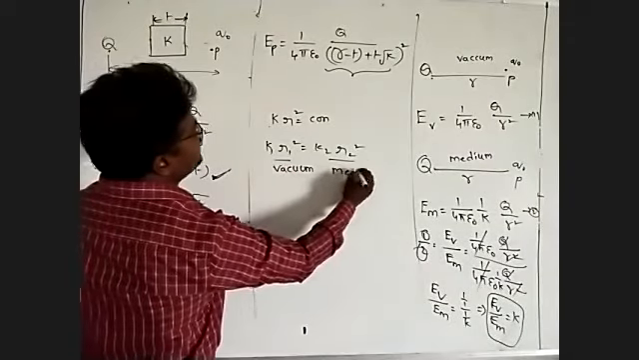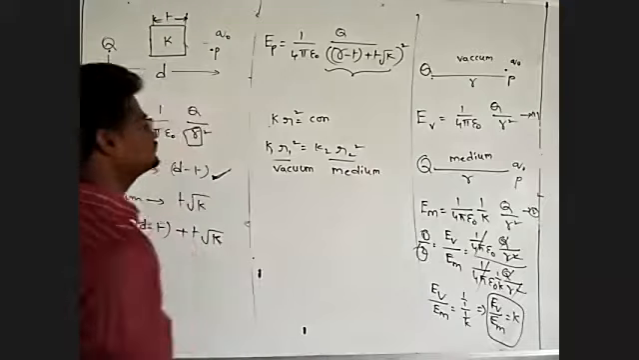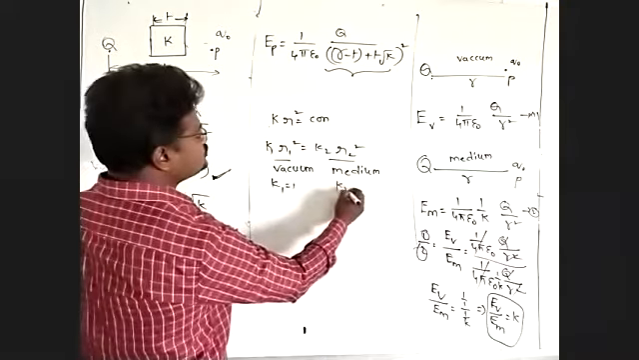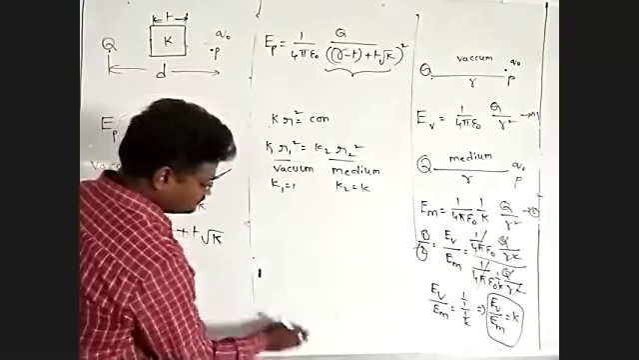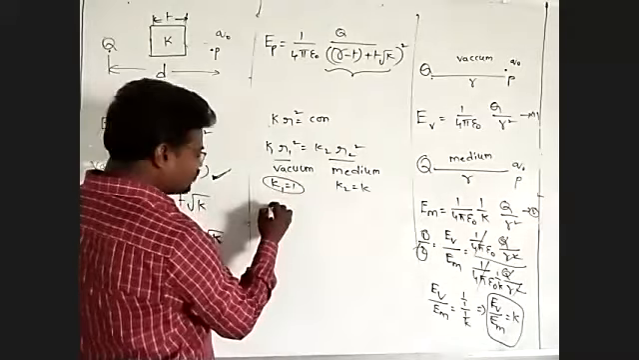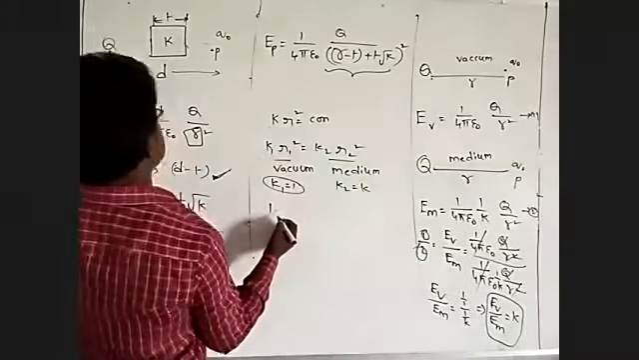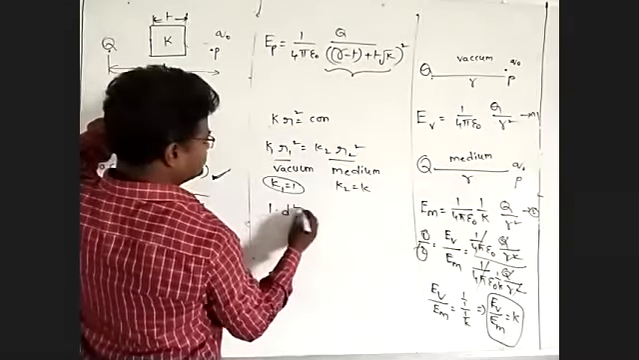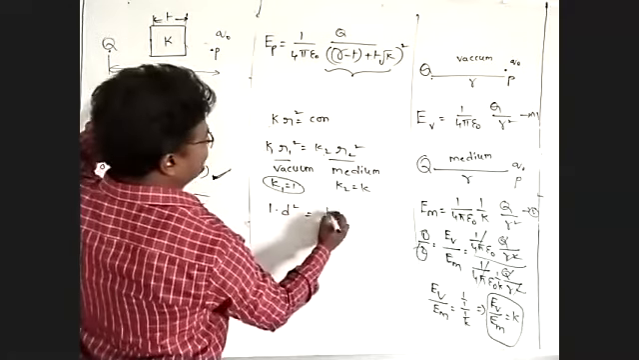This is a medium. Vacuum means K is equal to K1 is equal to 1. K2 is equal to medium means K. Now K1 means 1. R1 square means here D square. D square is equal to K2 means K.